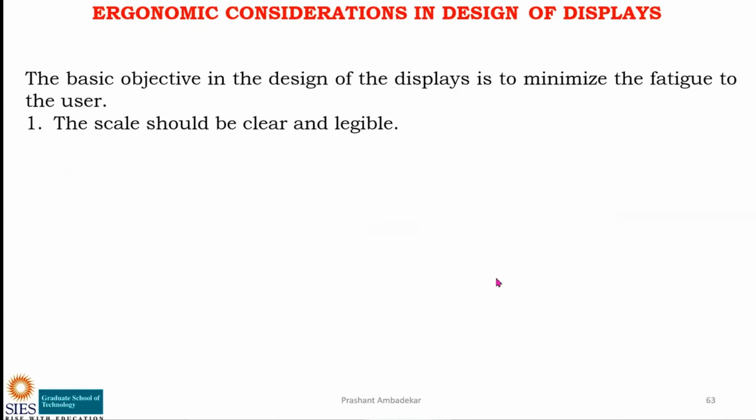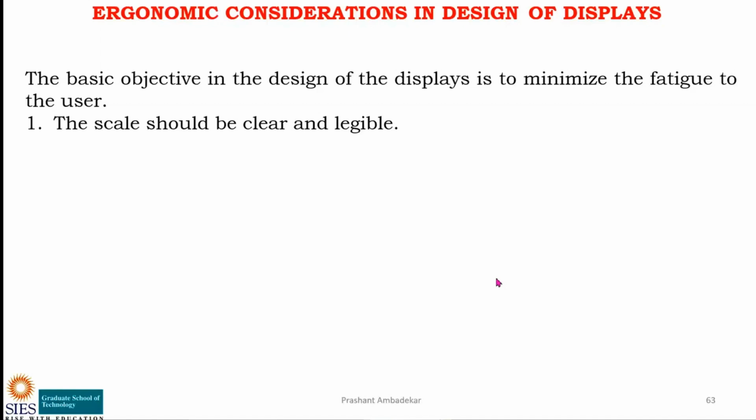And there are considerations in the design of display. The scale should be clear and legible. अगर दूर से देखना है तो क्या दिखेगा, numbers नहीं दिखता है दूर से. What you can see is colors can be seen from the distance. So you have to use colors. If you see a traffic signal, अभी color रहता है red. You can see from a long distance that it is red.